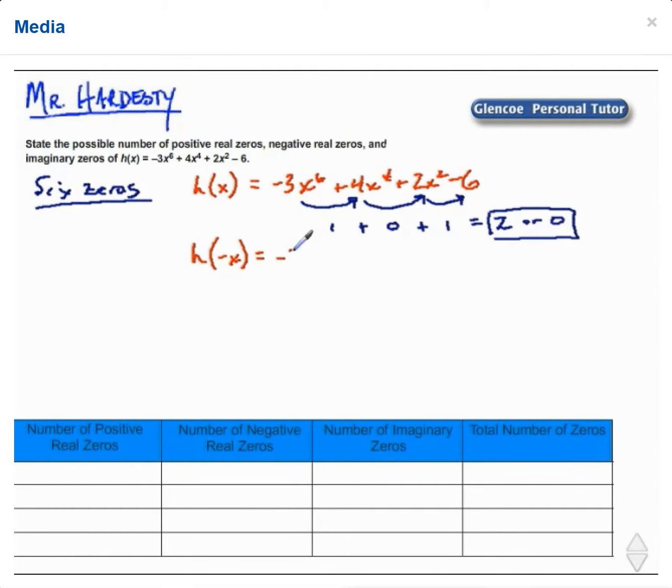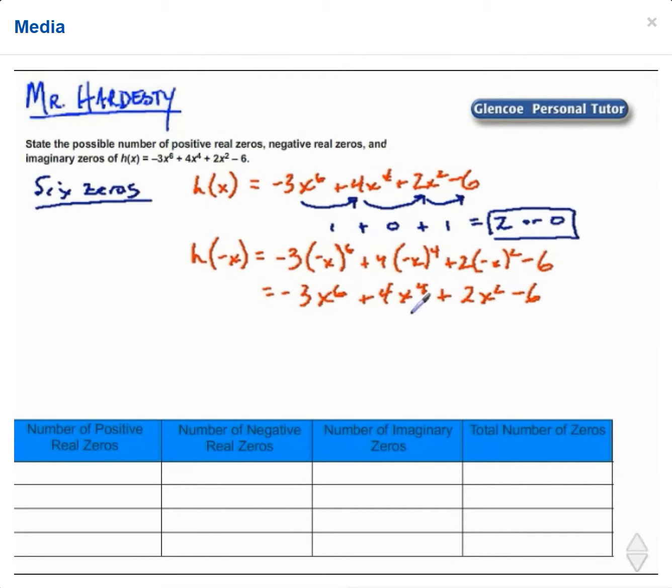Now we'll do the same thing for the negative real zeros by evaluating h of negative x. And when we do that, we will represent in our function negative x each time as we raise it to the 6th power. And here we raise it to the 4th power. Now to the 2nd power, and the same constant. When we simplify, raising those to an even power, we see the exact polynomial that we had to begin with. Raising those to an even power will make them positive.